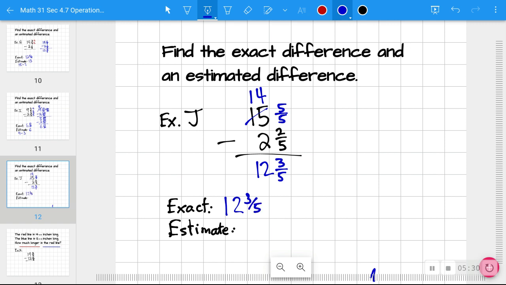And let's see how to estimate this. We have a 15. I'm just going to write that one. 2 out of 5 is not half, so we're going to just say minus 2, which gives 13, and 12 and 3/5 is indeed pretty close to 13.